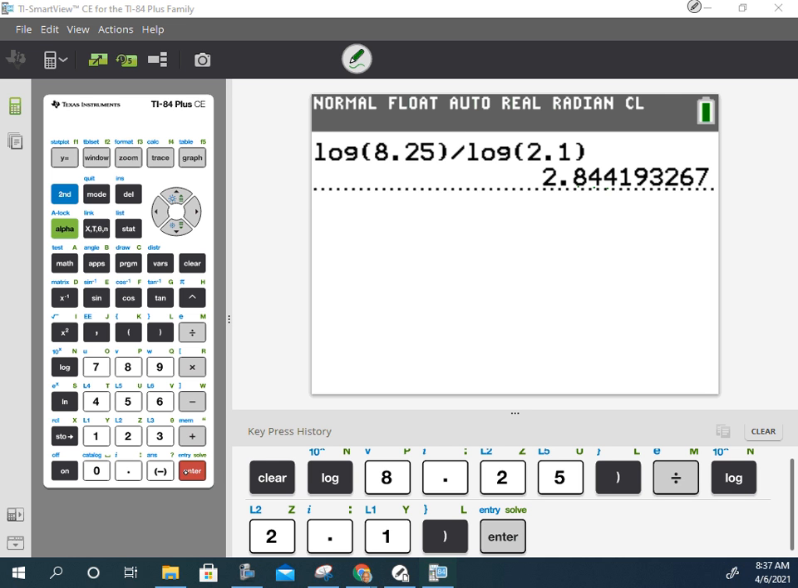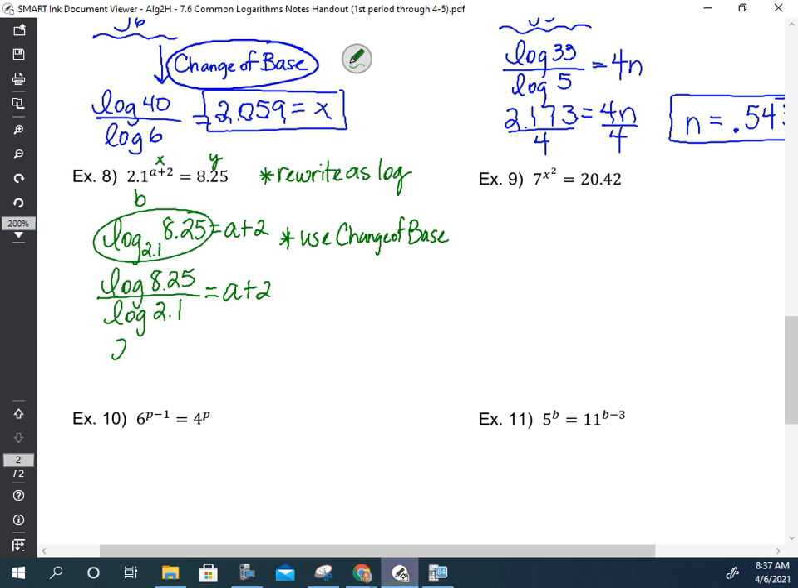So 844, there's a 1 behind it. That 1 doesn't do anything. 2.844 equals a plus 2. So to get a by itself, subtract the 2 over, so 0.844 equals a. And that's your final answer.